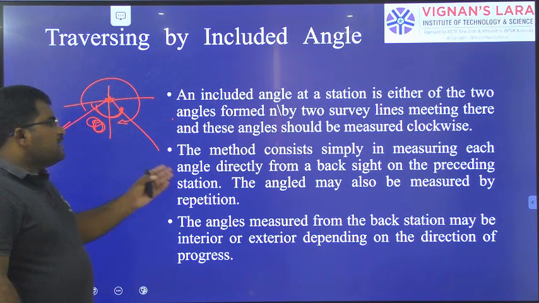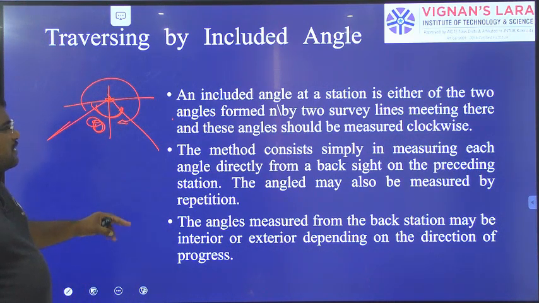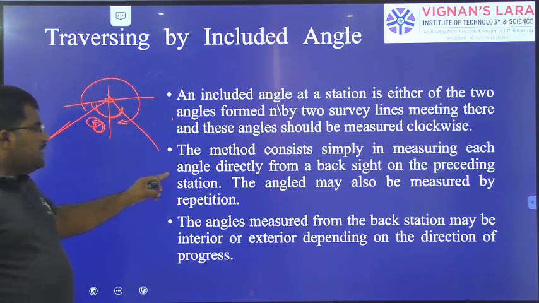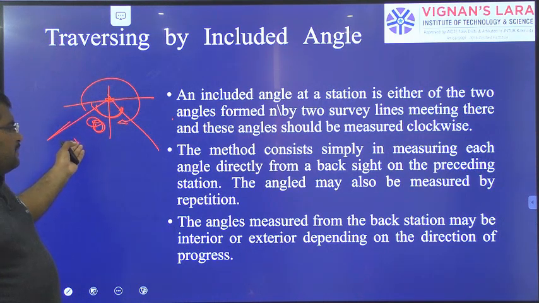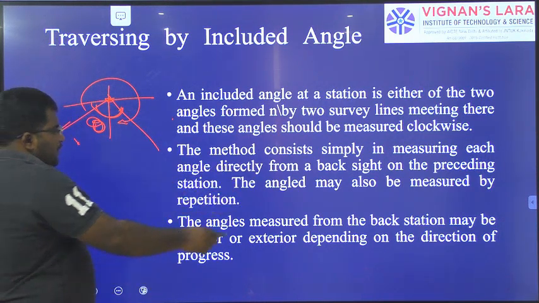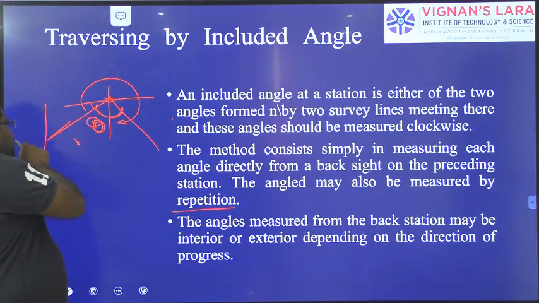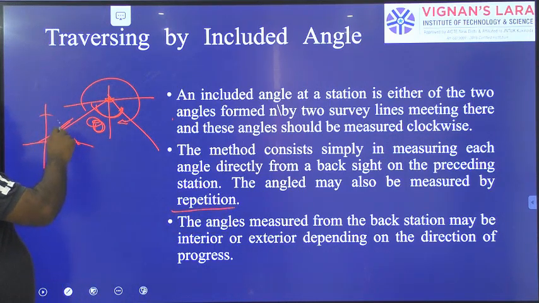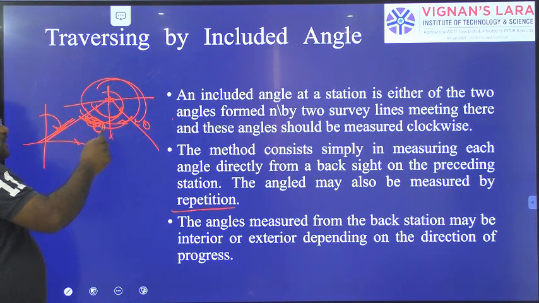The method consists simply of measuring each angle directly from a backsight on the preceding station. The angle may also be used for repetition. Again, if you are measuring like this, the first angle, after going this way you calculate the back bearing, and again you take the fore bearing, whatever angle is there.